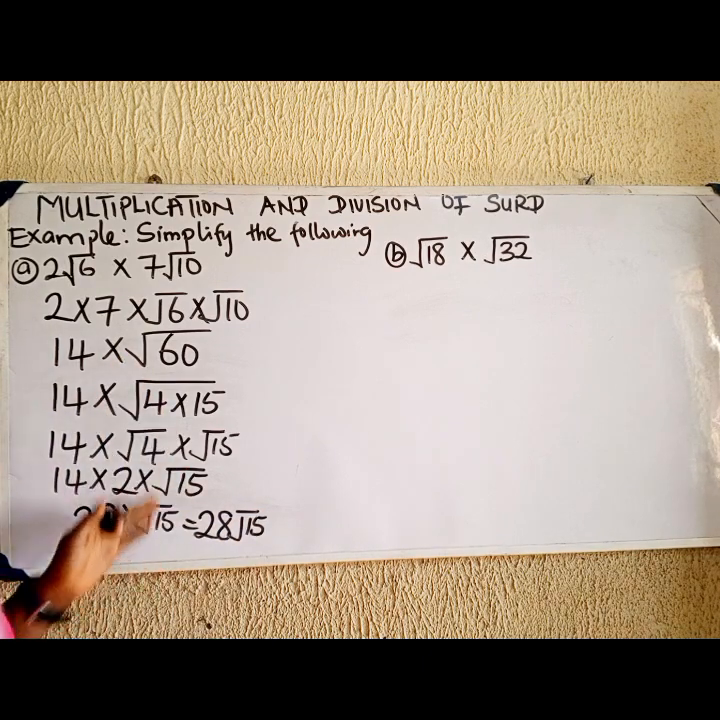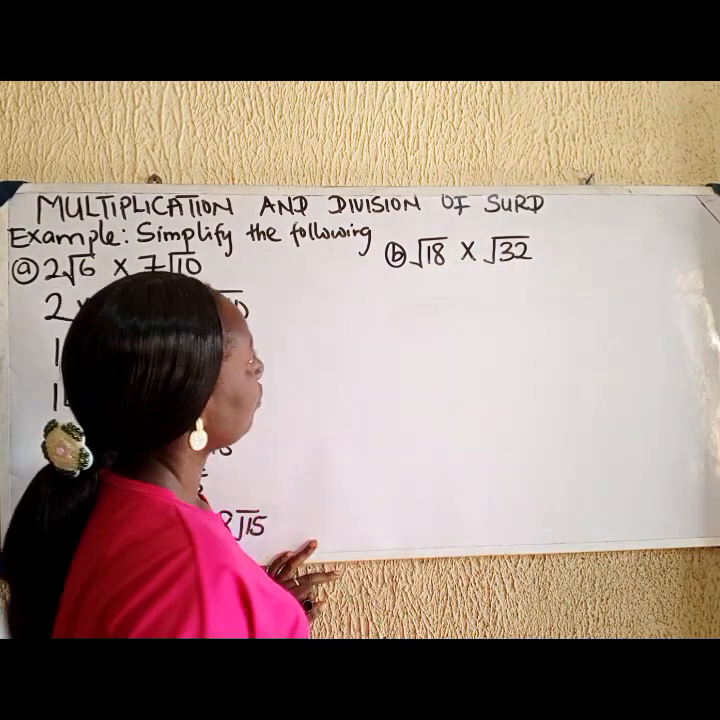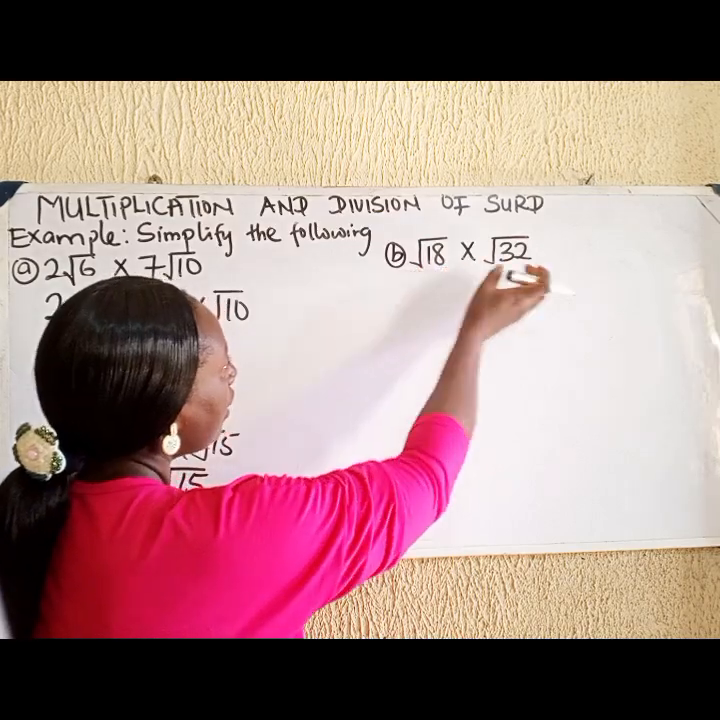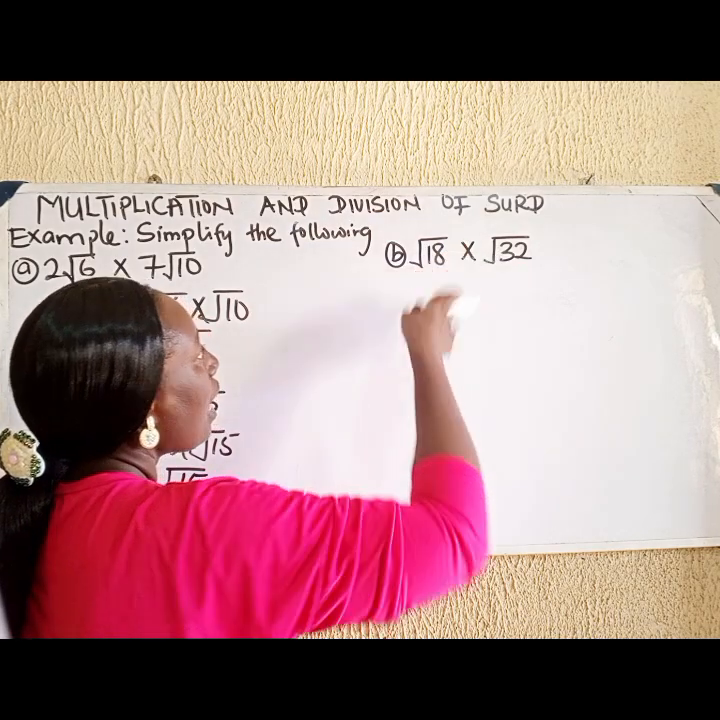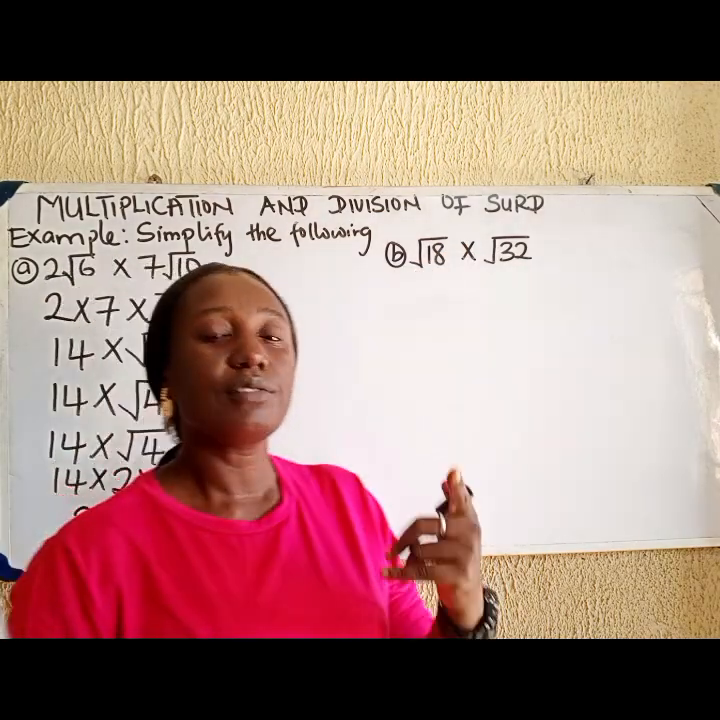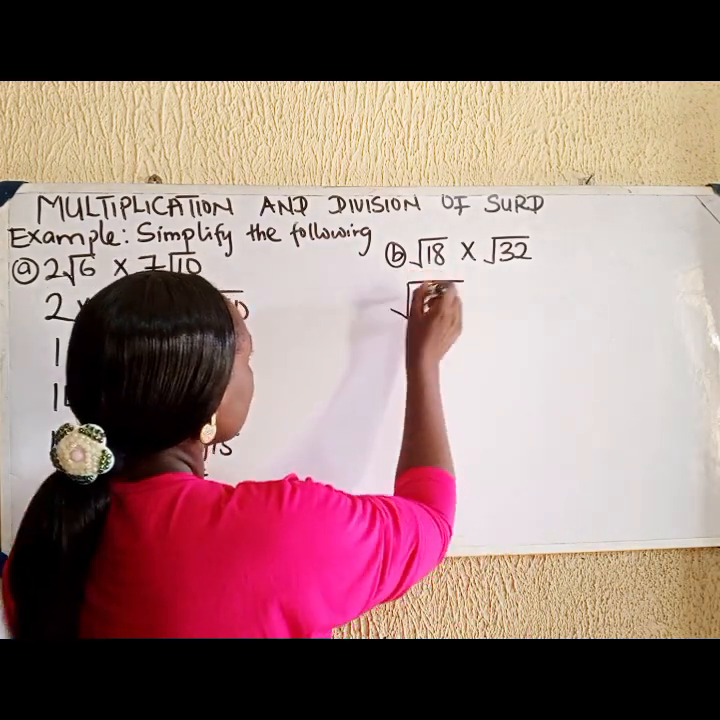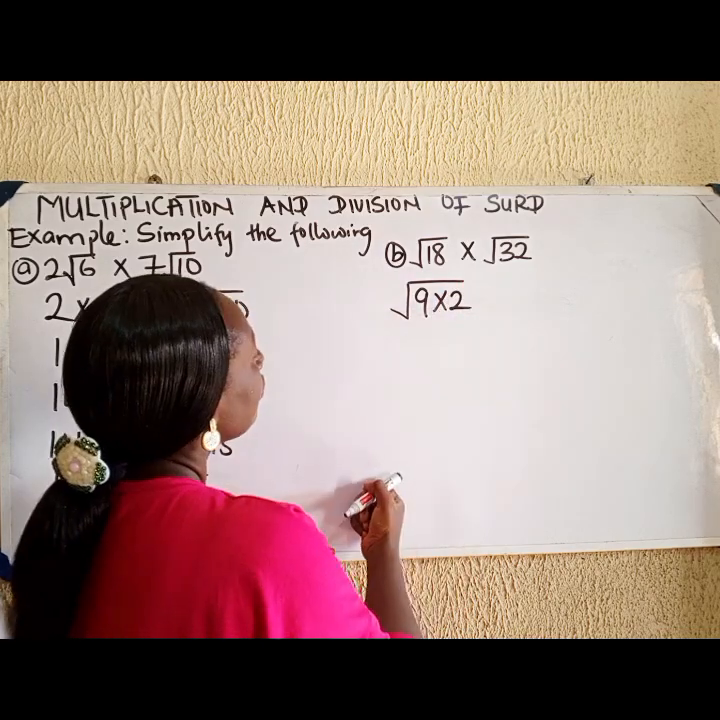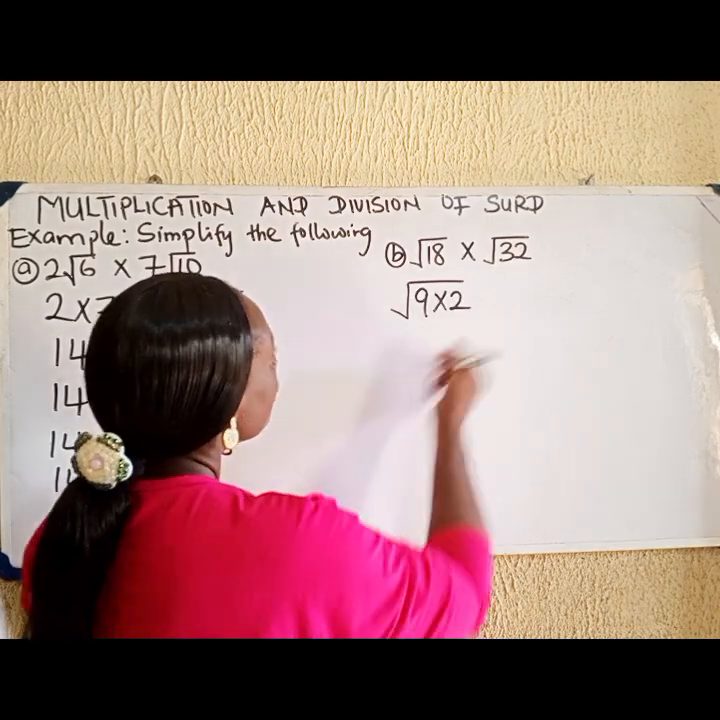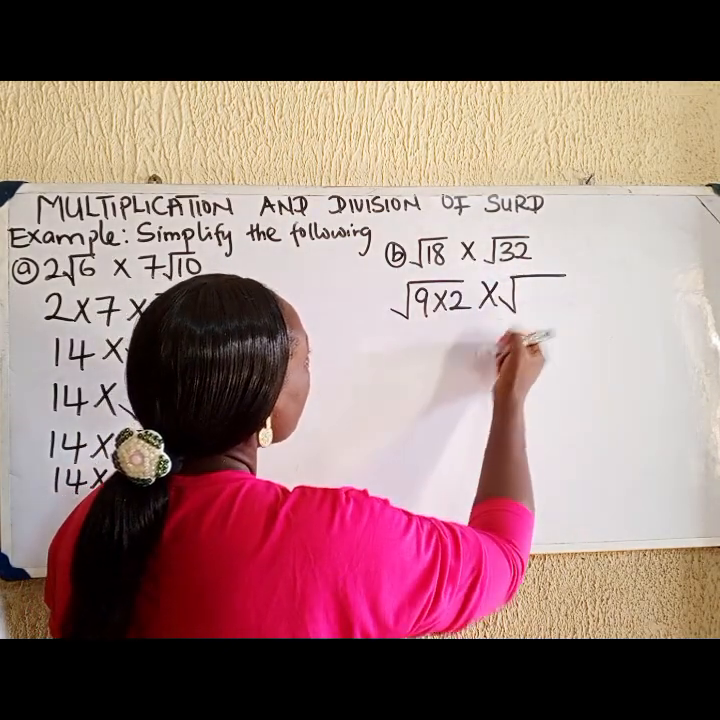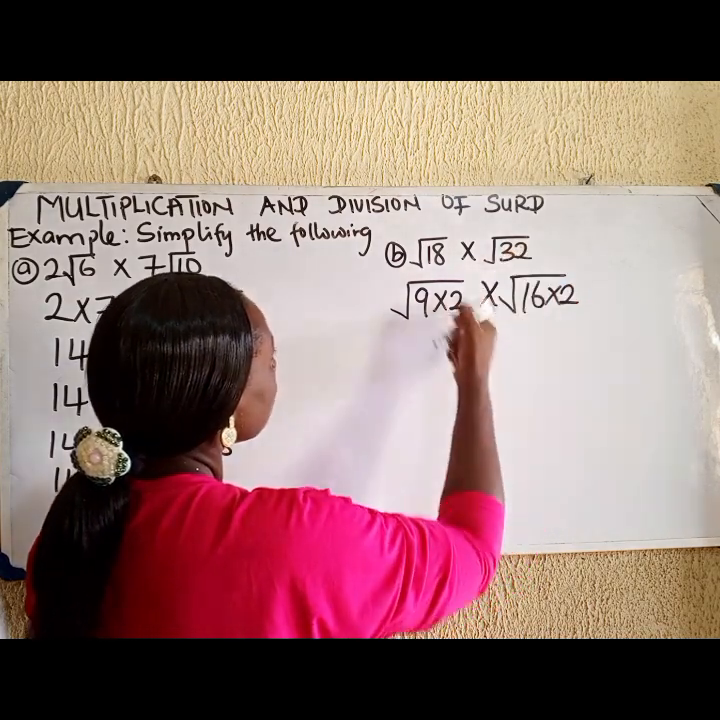I hope it's clear. Now coming to this place, I have root 18 times root 32. Now I have to simplify this 18 further and also this 32. So when I'm looking for the factors that will give me 18, I will do it in such a way that one of the factors will be a perfect square. So 18 is the same thing as 9 times 2. In this place, 9 is a perfect square. So here I have 16 times 2, and this and this will give me 32.